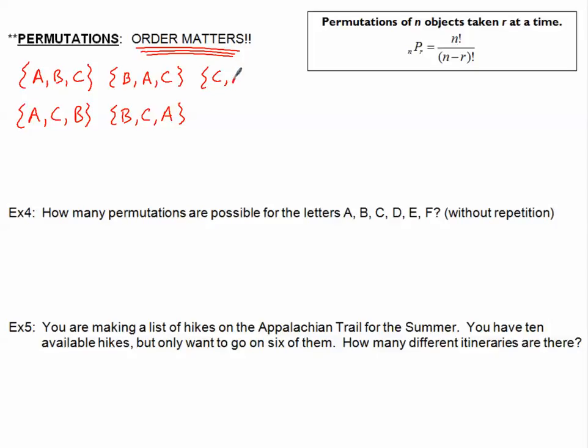We could do C, A, B, which is actually the only one that would spell a word. Or we could do C, B, A. There are 6 different permutations if we're taking the first three letters of the alphabet, because each different order matters.